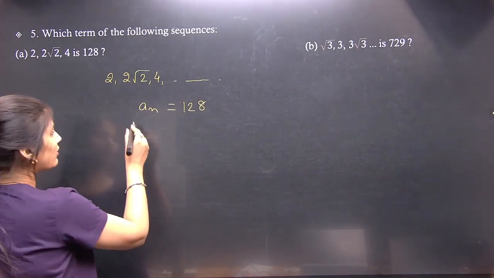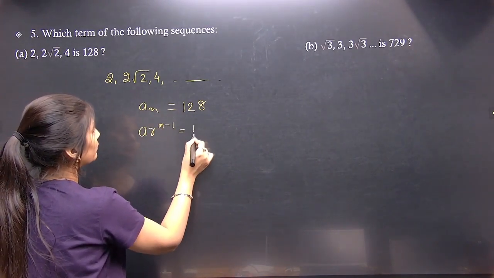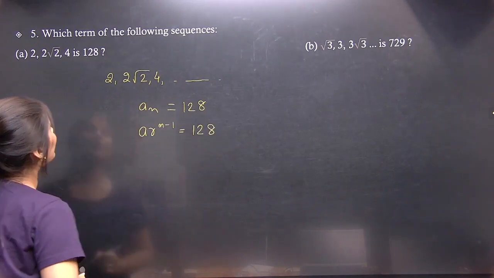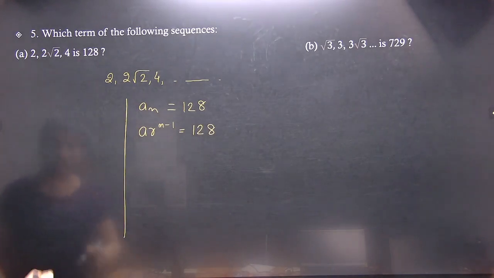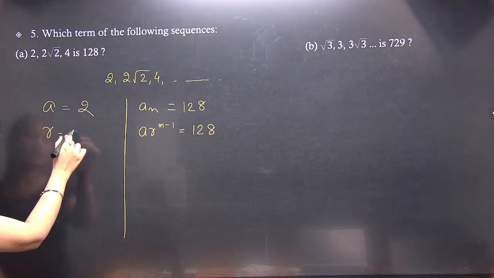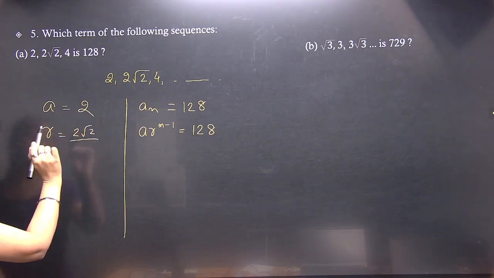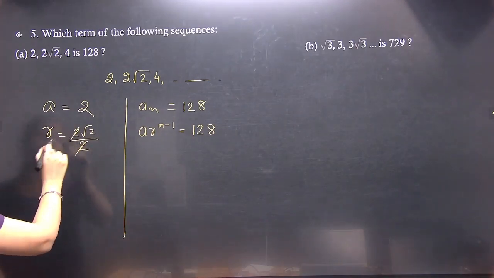Now the formula for the nth term is AR^(n-1) is equal to 128. Now what is the value of A here? I am writing it before. The value of A is the first term and R is the second term divided by the first. So it is root 2.